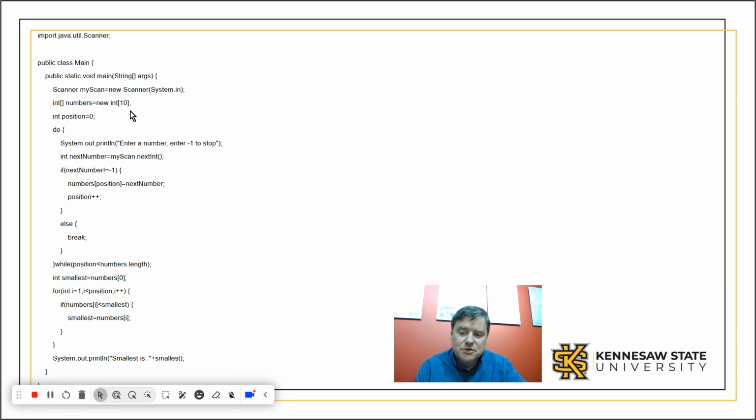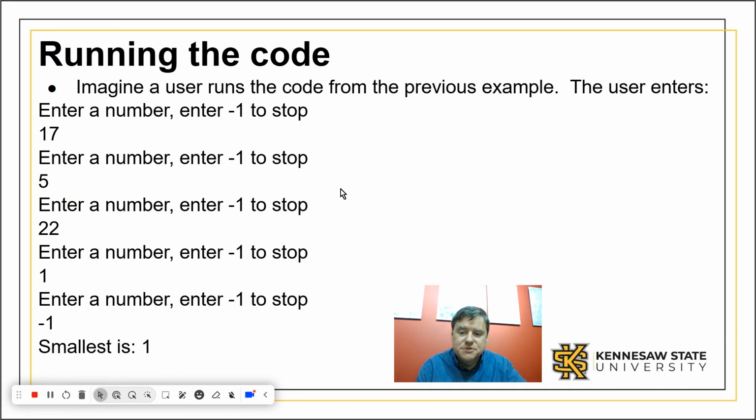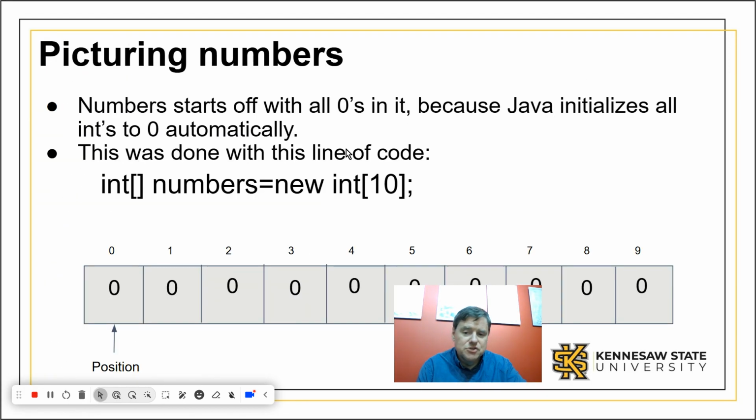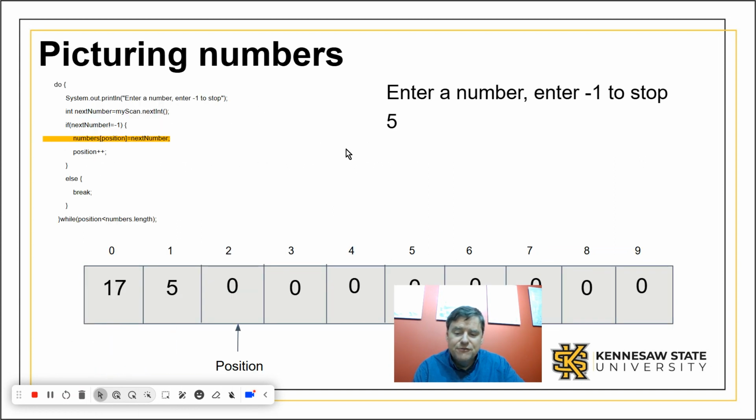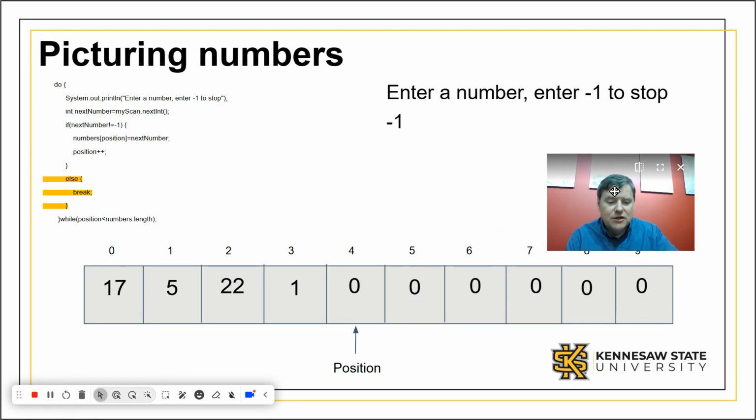This reads in the numbers, it puts each of them in. If the number is not -1, it puts it in the array and increments the position. And then I use a separate loop to find the smallest one here, just to give you a little bit more practice with the loops. All right, and so this is just running the code. This is it putting in some values. So it looks like they enter in 17, then 5, then 22, then 1, and then -1.